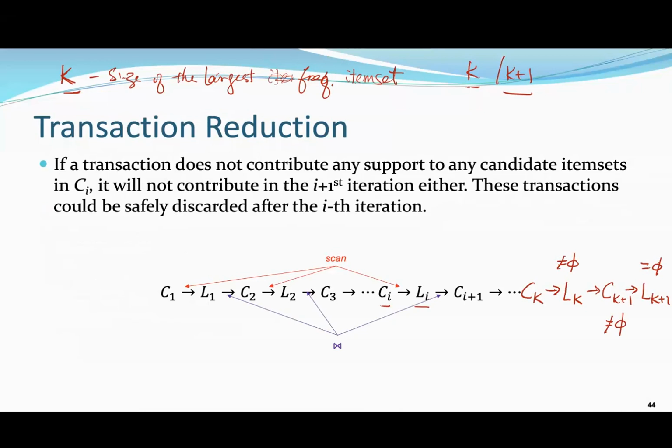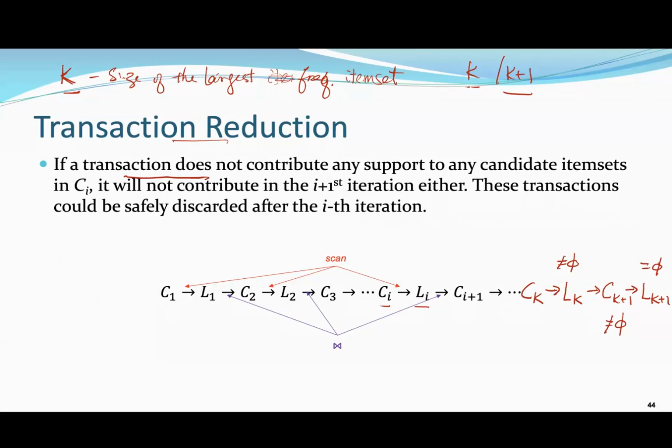Okay, so one of the approaches for improving the efficiency of the Apriori algorithm is transaction reduction. The idea is very simple. We observe that if a transaction does not contribute any support to any candidate item sets in a certain iteration, let's say the ith iteration, then it will not contribute any support counts in the i plus first iteration either. So these transactions could be safely discarded after the ith iteration. So what do I mean?